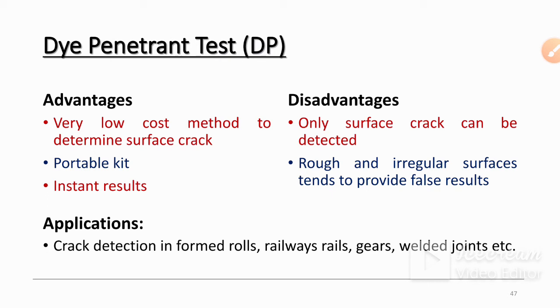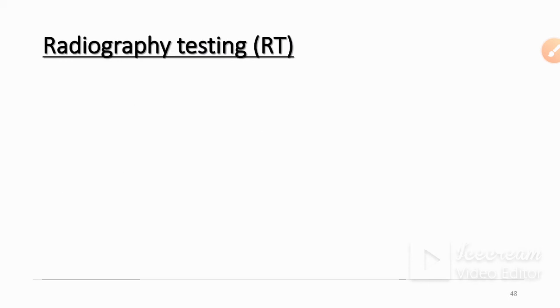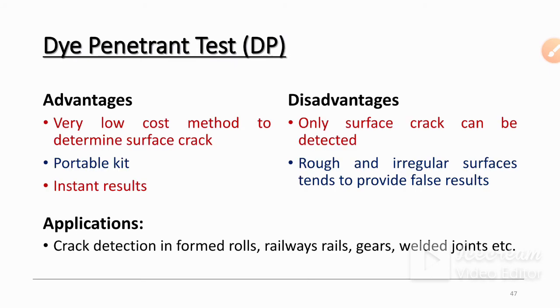Okay, then disadvantages: only surface cracks can be detected. Rough and irregular surfaces tend to provide false results. So surface preparation is also very important in this dye penetrant test. Then applications: crack detection in rolled products, railway rails, gears, then welded joints, etc.